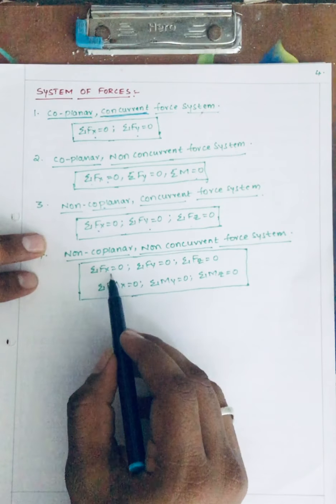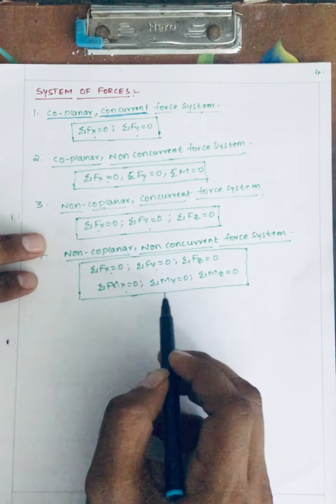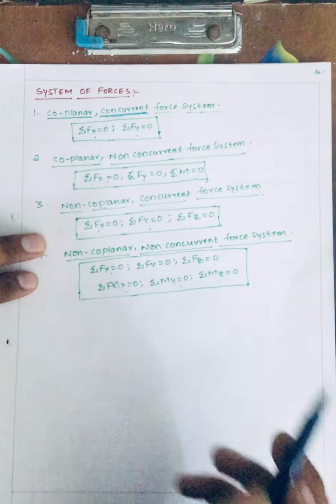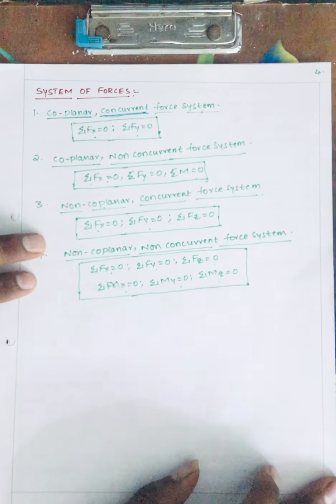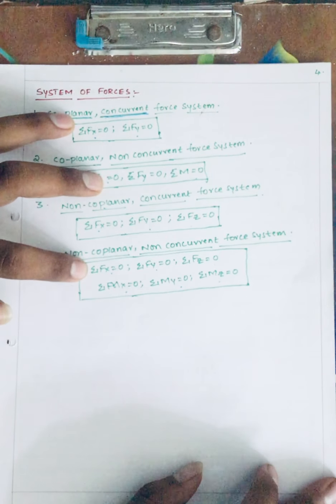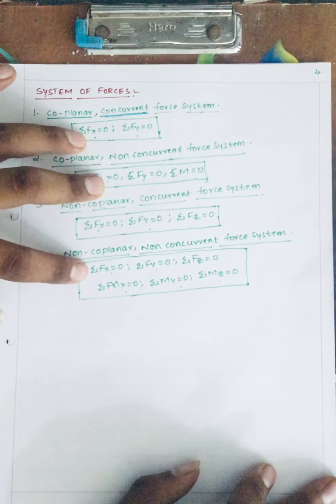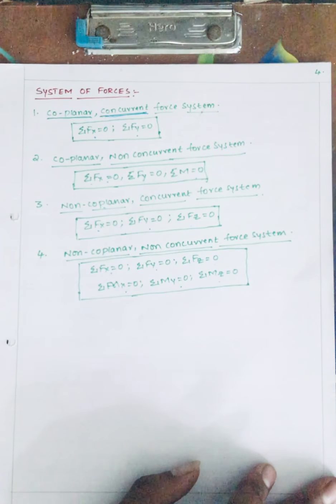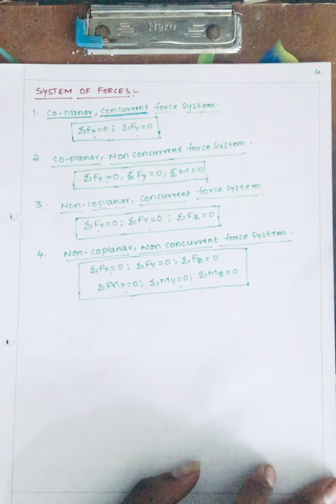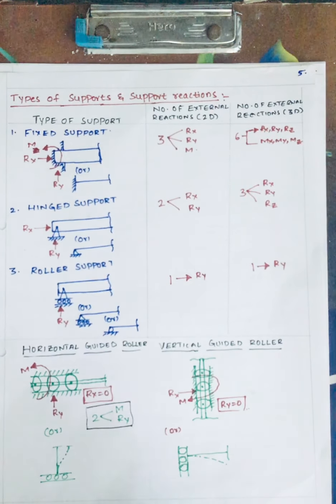So here we will be having sigma Fx equal to 0, Fy equal to 0, Fz equal to 0, and sigma Mx equal to 0, My equal to 0 and Mz equal to 0. So this system of forces, when we are solving for static indeterminacy, which we will be discussing later, we will be experiencing this system of forces.